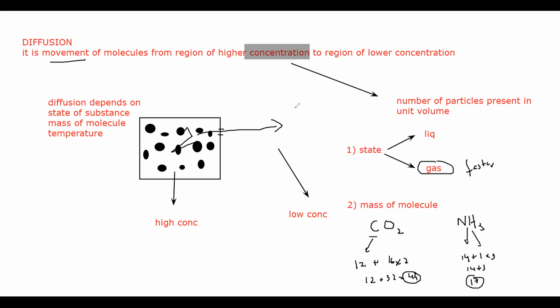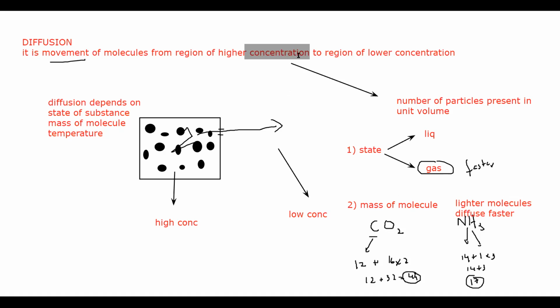So which one do you think diffuses faster? The lighter gases, the lighter molecules, move faster. So in this example, which will diffuse faster, NH3 or CO2? Which will diffuse faster, the lighter molecule, the one which has less mass? NH3, because NH3 has a mass of 17, whereas CO2 has a mass of 44. So NH3 will diffuse much faster as compared to carbon dioxide.